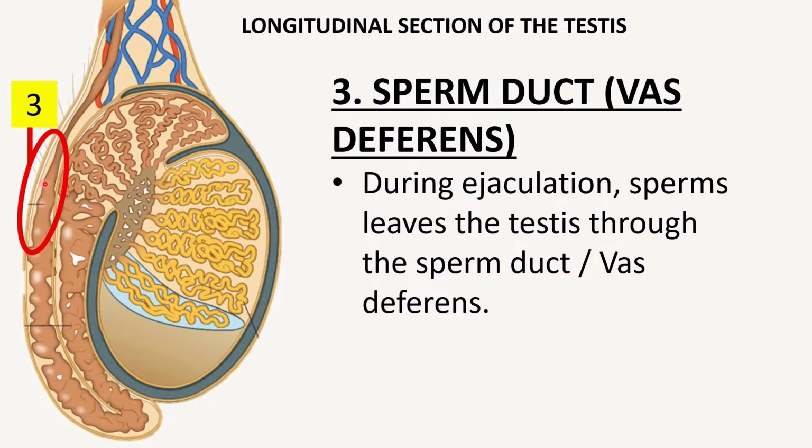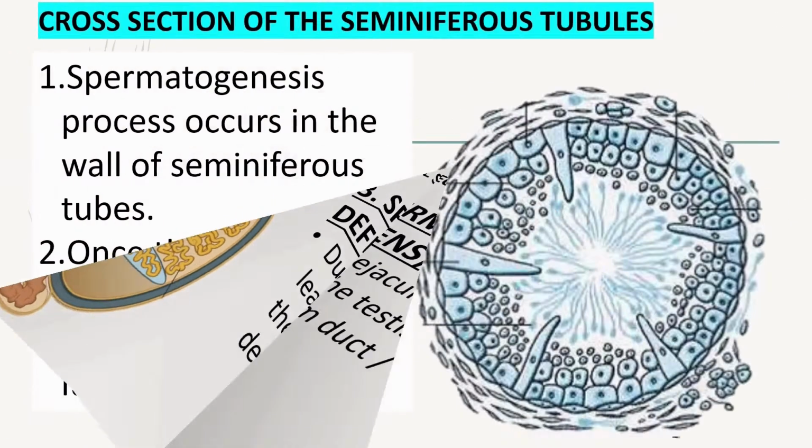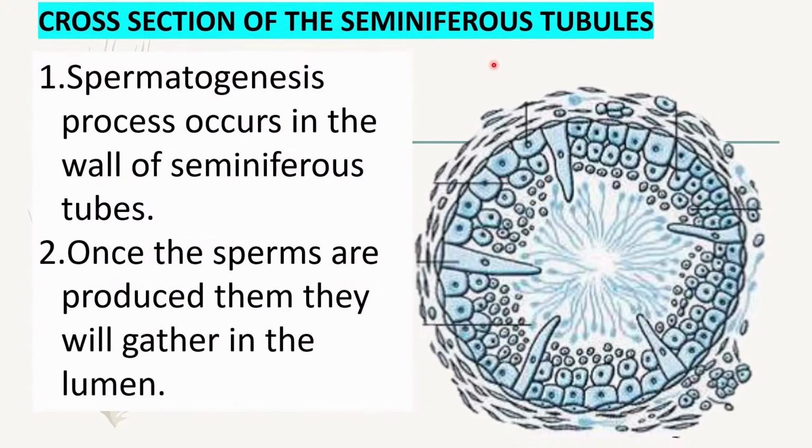Okay. So next, we will go to the cross-section of the seminiferous tubule. This is where our spermatogenesis will take place. It actually happens at the wall of the seminiferous tubule. And then once the sperm are produced, they will gather in the lumen, in the center of it.